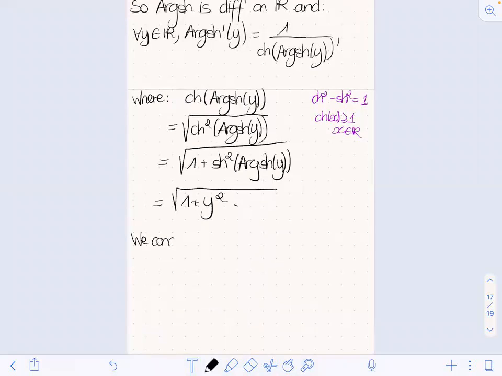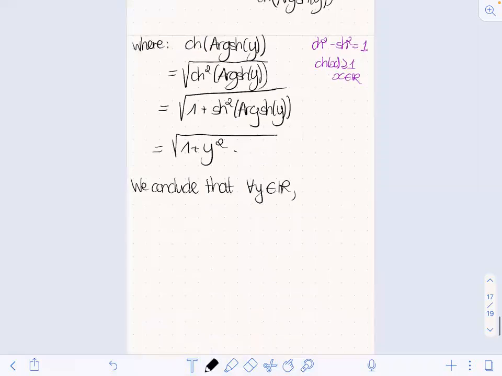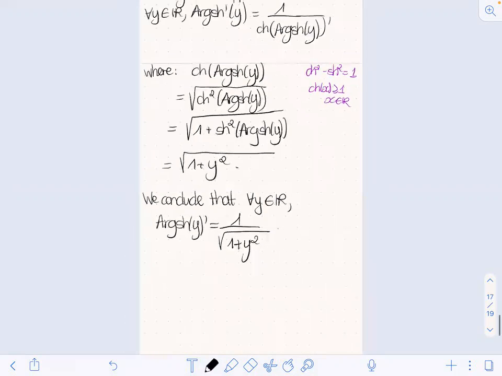So that is the square root of 1 plus y squared. So we conclude that for any y in R, the derivative of arg sh at y is equal to 1 divided by the square root of 1 plus y squared. And so once again, we've got a function for which the derivative is quite explicit, whereas the original one, arg sh itself, isn't too explicit.